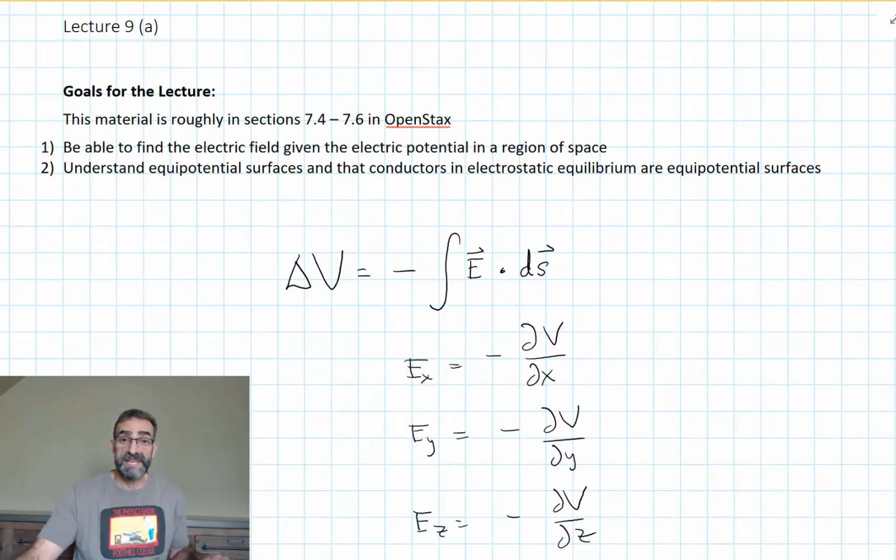So if we're given the potential in the region of space as some function, we can take partial derivatives to figure out what the components of the electric field are in that region of space. The x component of the electric field is the partial derivative of the potential function with respect to x, and the same is true for the y and z components. That can be written in vector notation like this.